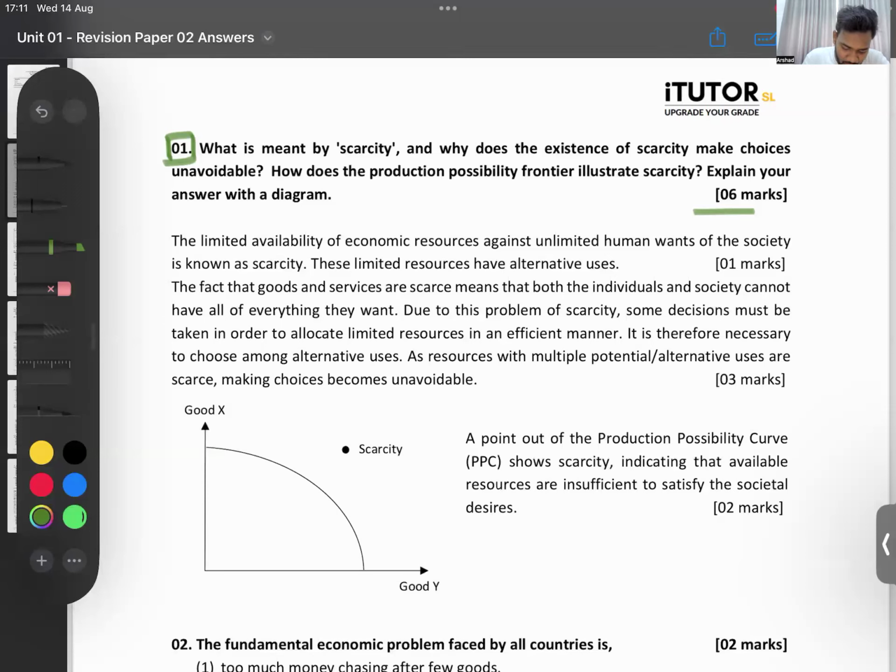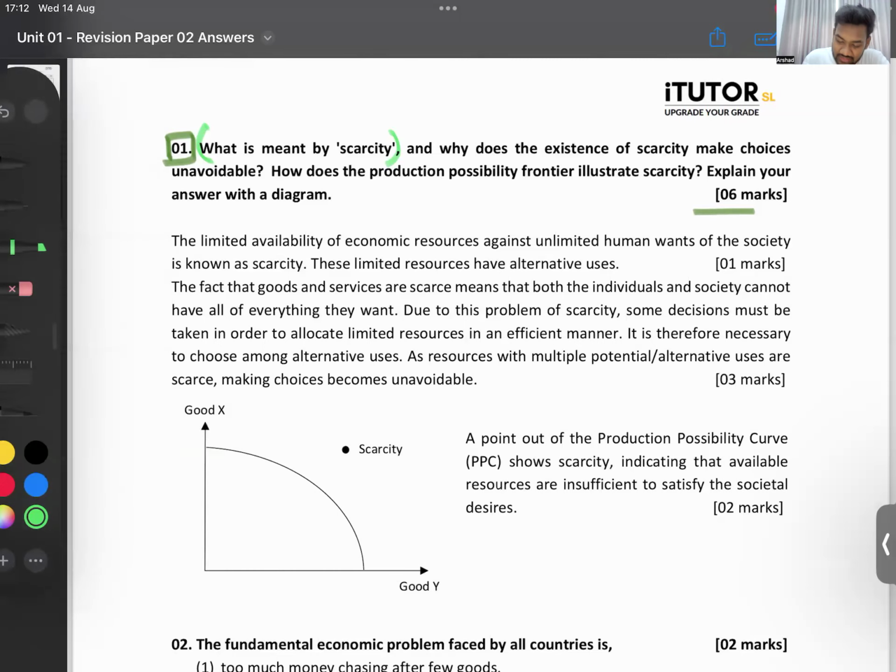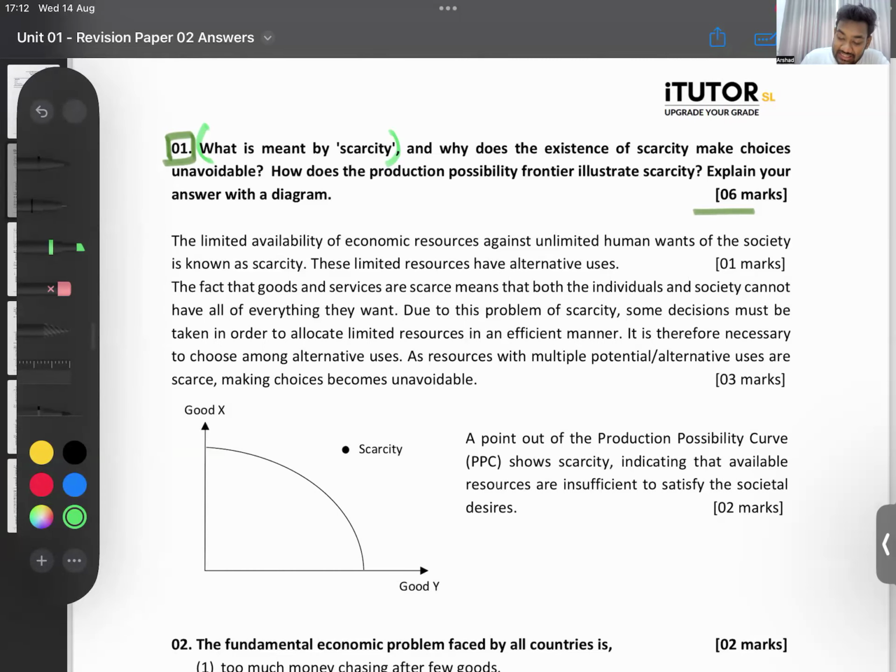So when you are reading the question, you have to break it down. What is meant by scarcity? That is one thing that you have to write. Next, it says, why does the existence of scarcity make choices unavoidable? That is another part. How does scarcity lead to choice? That part you have to explain. Then they are asking, how does the production possibility frontier illustrate scarcity? Explain your answer with a diagram. That's another part of the question. How do you show that on a PPC?